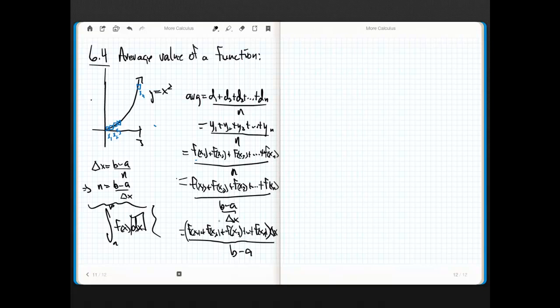Now, what is the mechanism by which we add up an infinite number of infinitely thin things? What's the integral? That's the integral. We could almost think of this as being the average for some fixed n. I guess it would be an average of n. That would be one way of saying it.